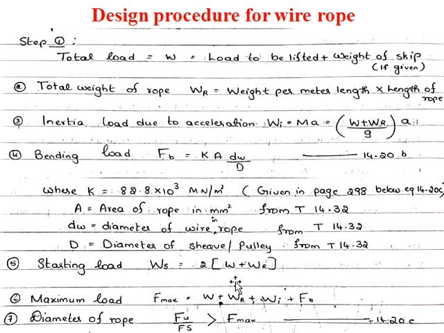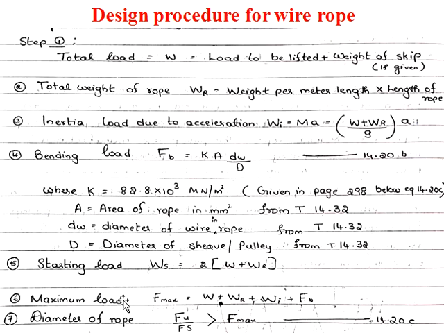In step number 5, we'll calculate the starting load using the equation 2 times W plus WR. In the sixth step, we'll calculate F max, the maximum load. To find the maximum load, we have to add all load values in step number 1, step number 2, step number 3 and step number 4, that is W plus WR plus WI plus FB.